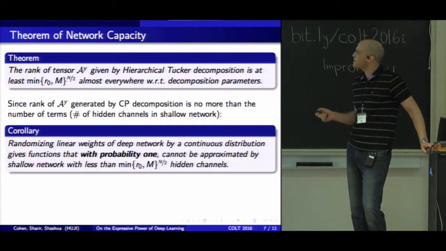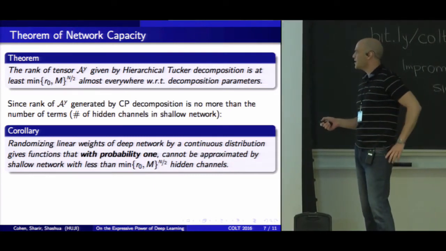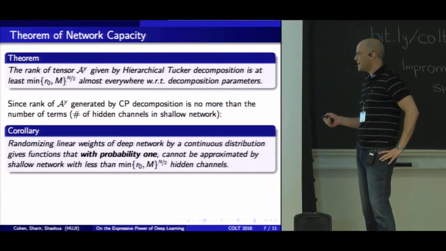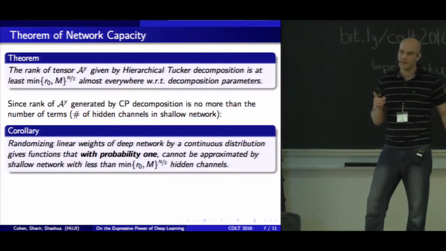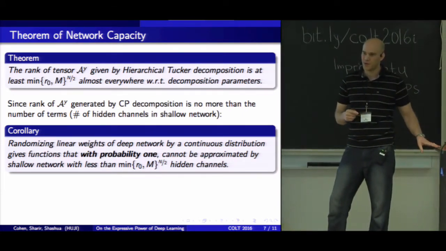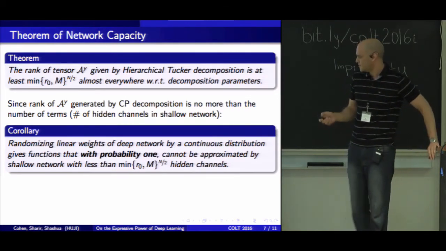Now, since the rank of a tensor generated by CP decomposition is no more than the number of terms, as I said, and the number of terms corresponds to the number of hidden channels in a shallow network, we have the following result. If we take a deep network and randomize its convolutional weights by any continuous distribution with probability 1, we will get a function that cannot be realized by a shallow network that does not have an exponential size. Actually, it cannot even be approximated, but I'm not getting into these details here.